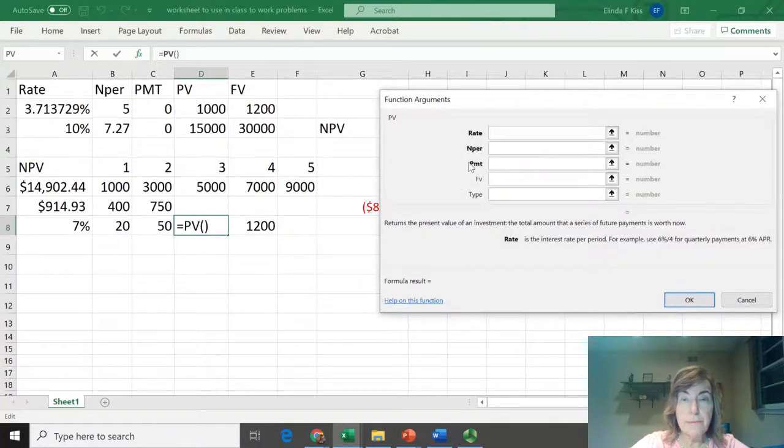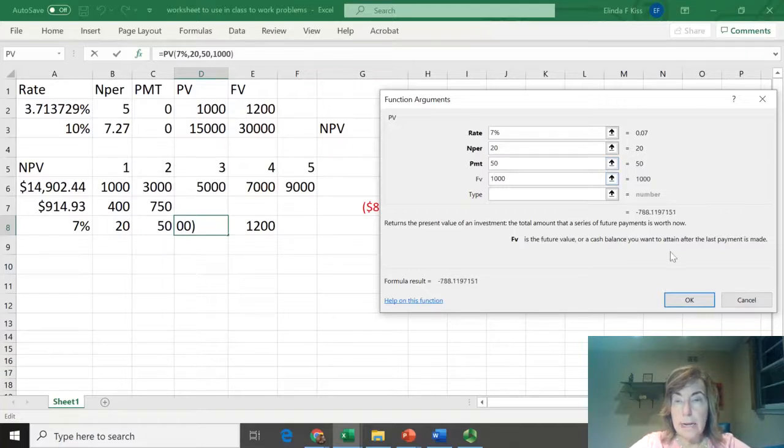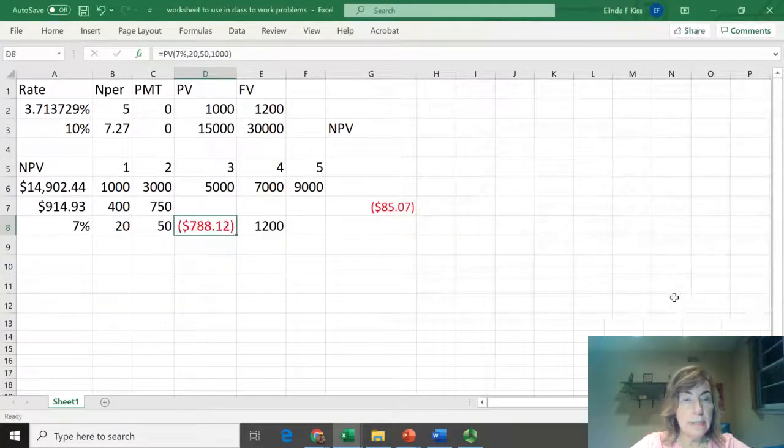Rate, 7%. Number of periods, 20. Payment, 50. Future value, 1,000. And I click OK, and you can see that I've got a negative number because I put in everything else as positive. If I wanted to see that as a positive number, I can put a minus sign out here. It would cost me $788.12.